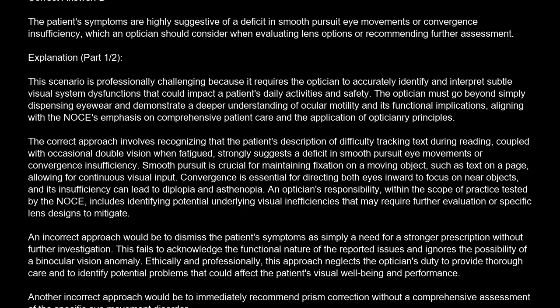Another incorrect approach would be to immediately recommend prism correction without a comprehensive assessment of the specific eye movement disorder.